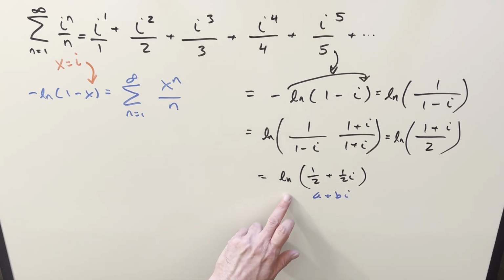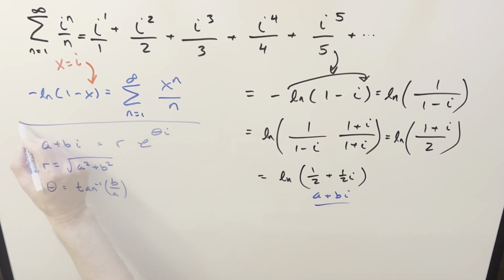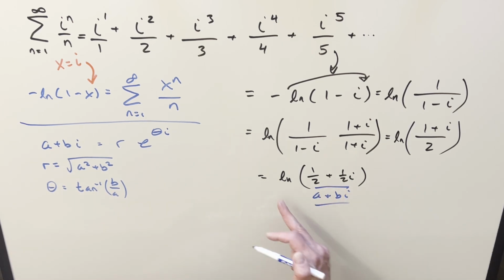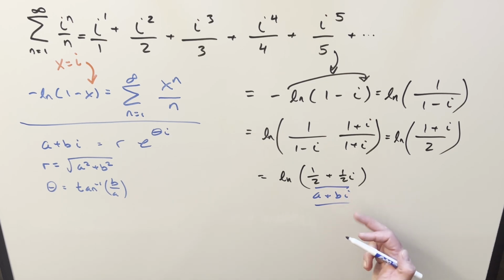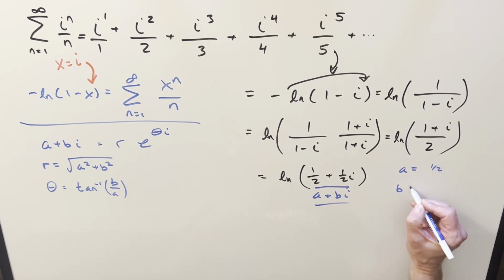And now technically we could just leave it this way, but I think it'd be a little nicer if we got this into polar form. So let's do that. Let's take our a plus bi and convert this into polar form, and we have our formulas to do this over here to the left. What we're trying to simplify, I don't care about the natural log right now. We're just looking at 1/2 plus 1/2 i. So our a value is going to be 1/2, and our b value is going to be 1/2.